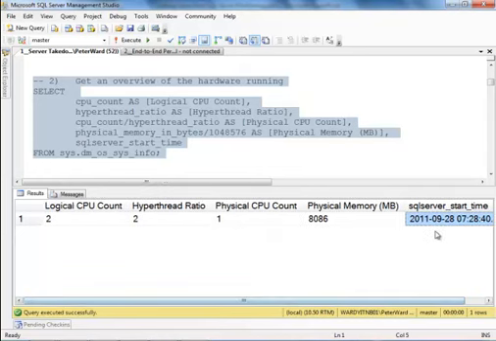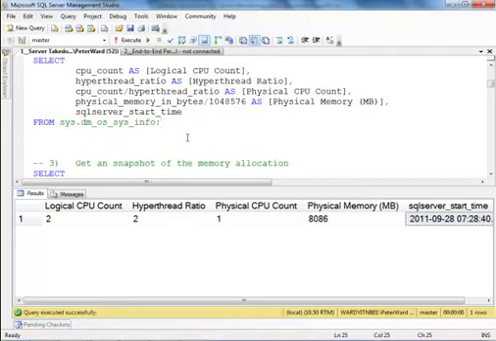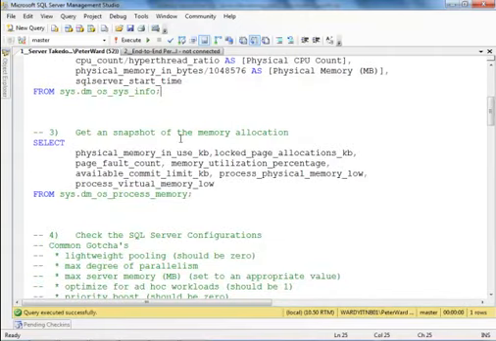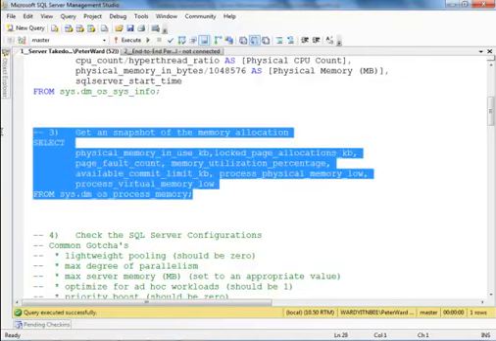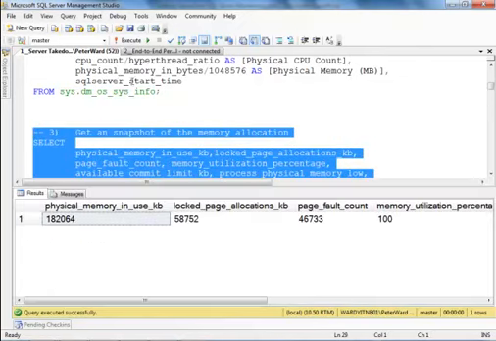Now that was something that was introduced in SQL 2008, the ability to look directly at the DMV and get the last time SQL Server was started. So you old school guys that are running 2000, keep enjoying looking at when TempDB was last created. Okay. So I also want to have a look at my memory allocation as well.